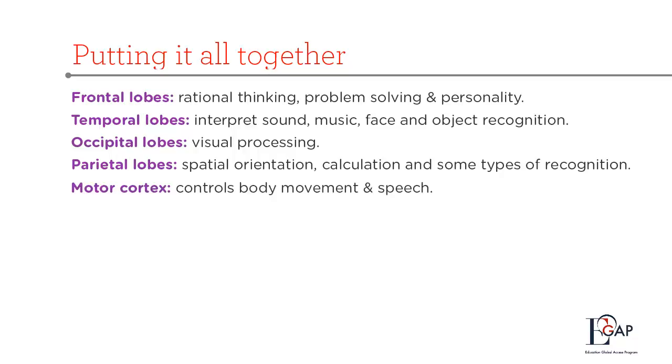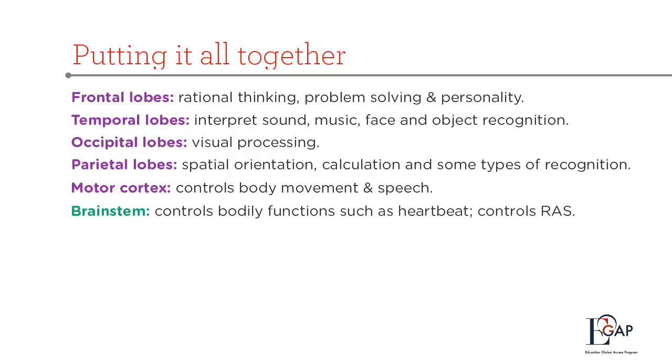The motor cortex helps control body movement and speech. The brainstem monitors and controls bodily functions such as heartbeat, respiration, and body temperature. It also controls the RAS, or reticular activating system, that makes our body react to outside stimuli.